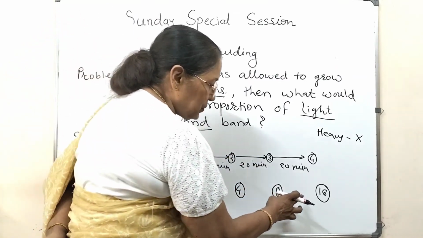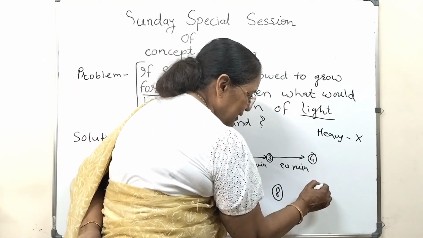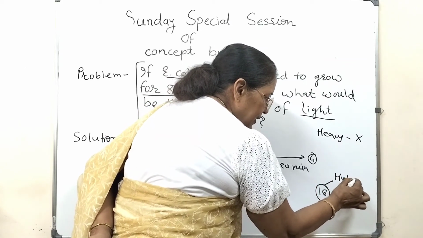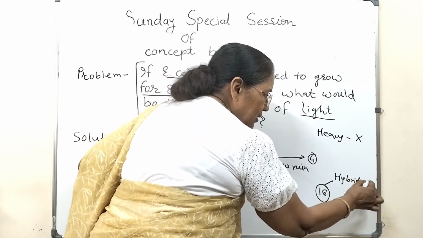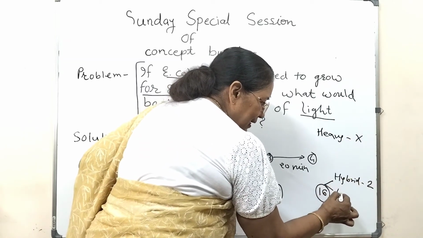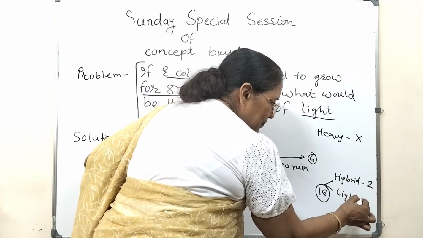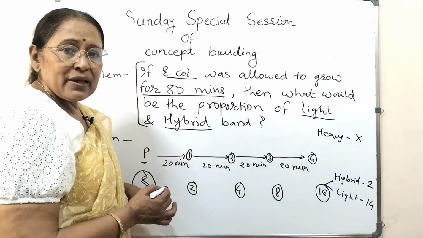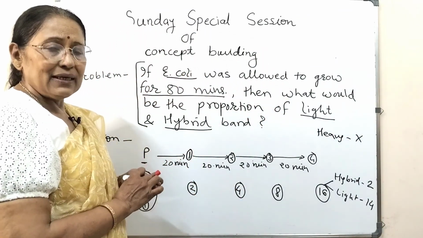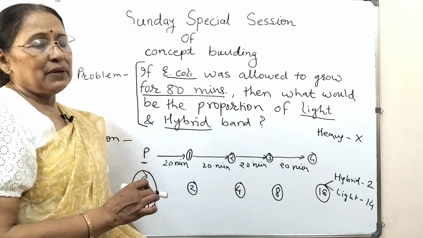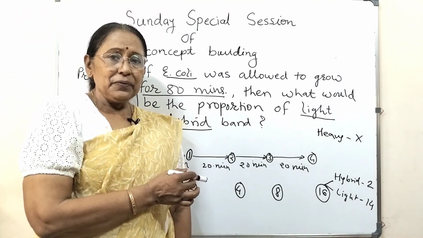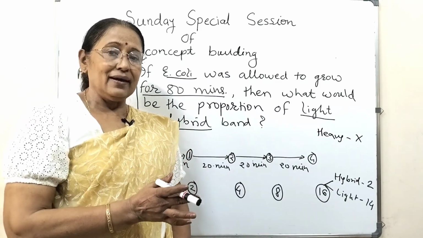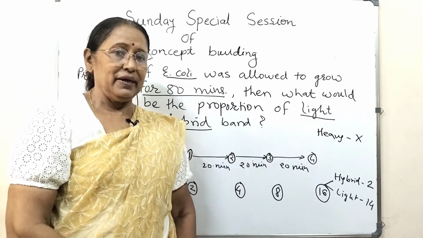So out of this 16, the hybrid ones are only 2 and the light ones are 14, and heavy is not there. This is how you solve the problem. I hope this was clear to you, and whatever way problems based on it are asked to you, you will be able to solve them.